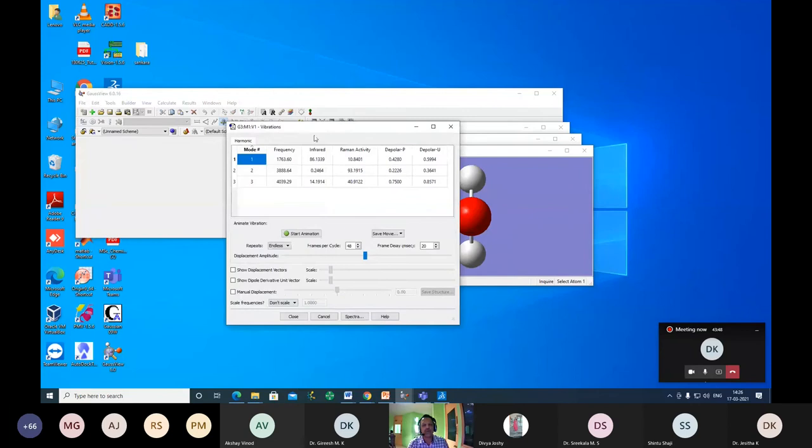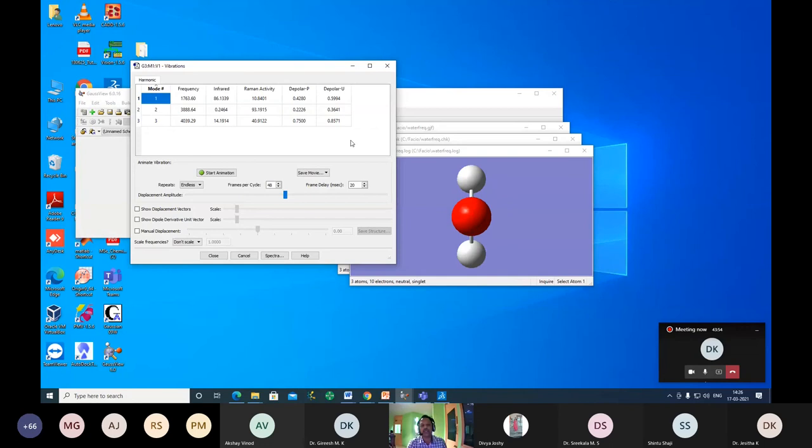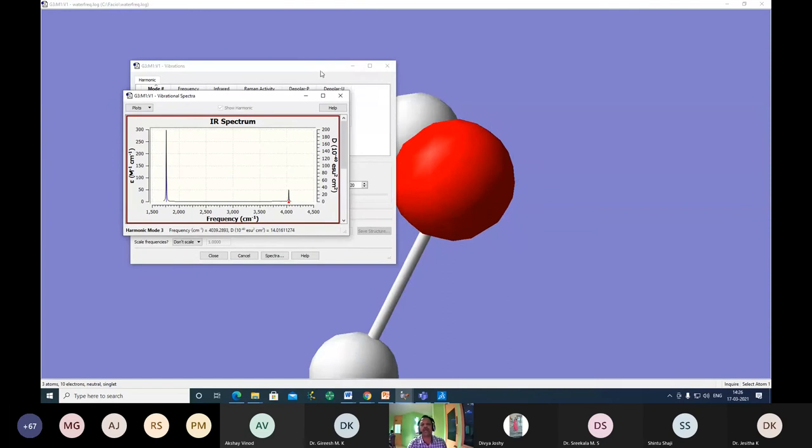So you are getting the fundamental vibrational frequencies. Water has three fundamental vibrational frequencies, stretching and bending modes. You have symmetric stretching, you have asymmetric stretching. Sorry, this one is bending. You have the bending vibration, you have this symmetric stretching, and you have this asymmetric stretching. And you can visualize the IR spectrum of the water molecule, right?